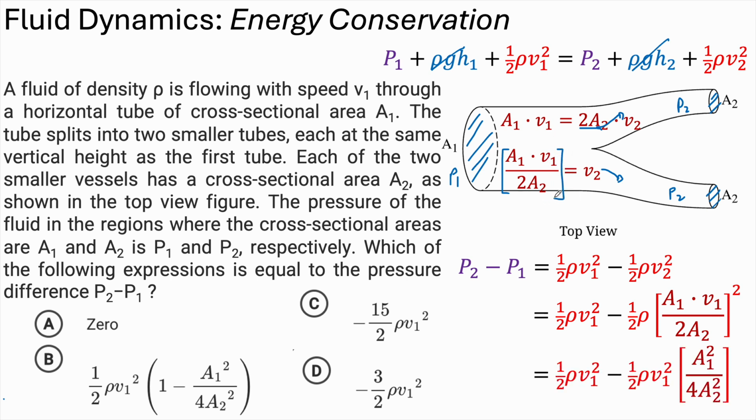Solving that, you can actually factor out a 1/2 rho V1 squared from the top, if you can see it, and we end up with that. And then if you factor out the 1/2 rho V1 squared from both terms, and it may not be obvious, you'll end up with AP's answer, which is letter B. Not trivial. A lot of math.